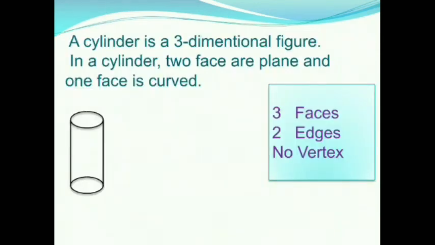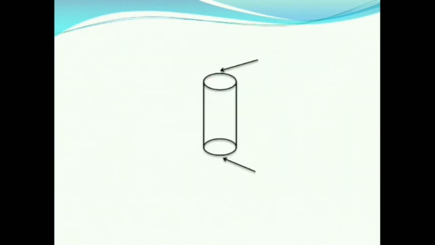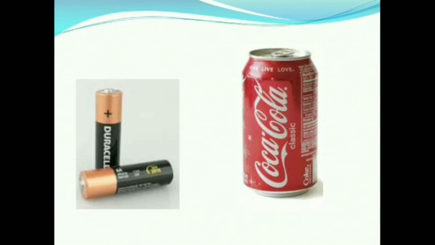Now we will learn about cylinder. A cylinder is a three-dimensional figure. In a cylinder, 2 faces are plane and 1 face is curved. And it has 2 edges, no vertex. See children, the arrow marks in this picture show edges. Observe these pictures children. The shell and juice can are also examples for cylinder.